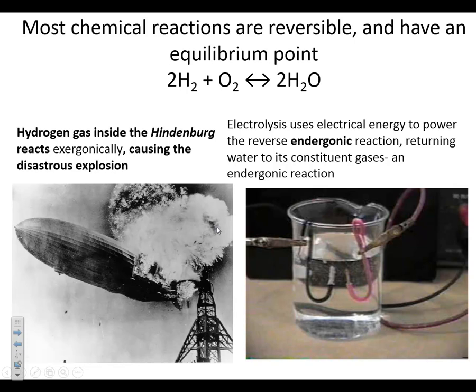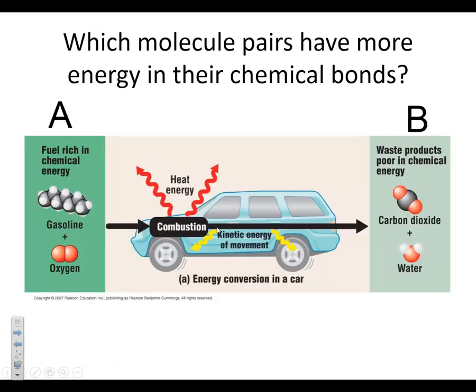And what's in the bubbles? Oxygen is in some of the bubbles. What's in the other bubbles? Hydrogen, yeah? Hydrogen and oxygen are both formed from the electrolysis of water, yeah? Okay. So, which molecule pairs have more energy in their chemical bonds? We talked about this, yeah? What's the answer? A, of course, right? Gasoline has more energy than carbon dioxide, right? Oxygen, when used to burn the gasoline, allows the release of a lot of energy, and that energy is supposed to be translated into kinetic energy of a moving car, yeah?